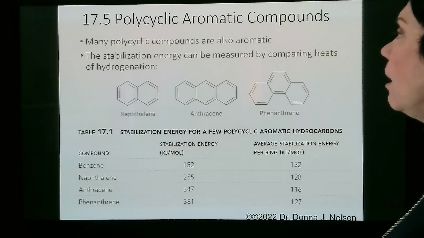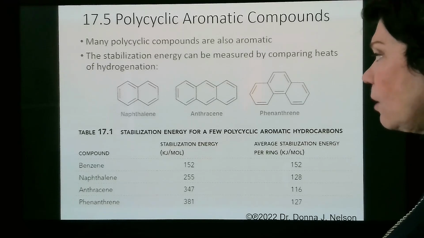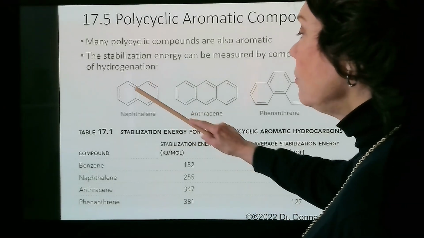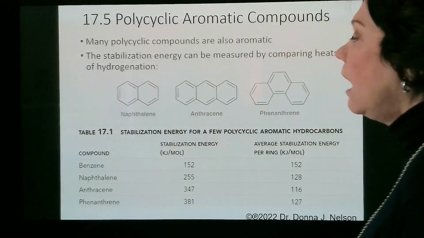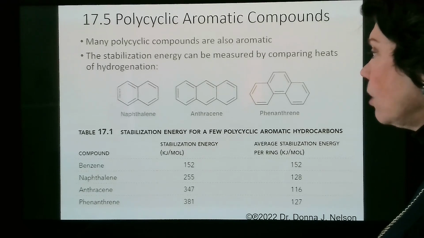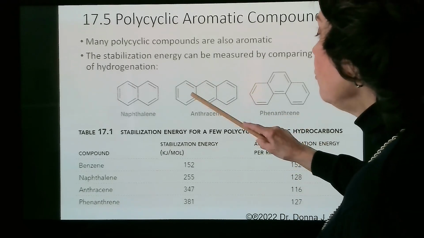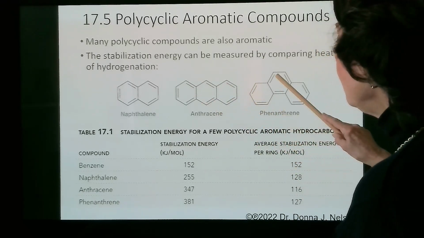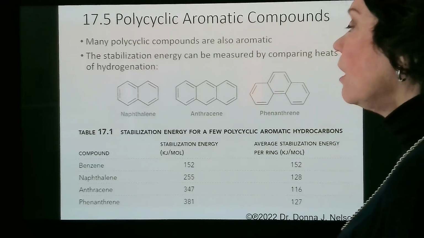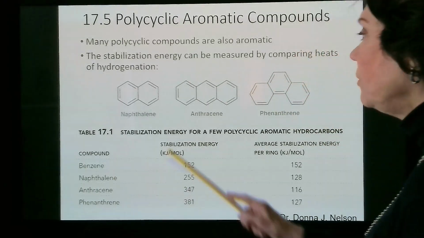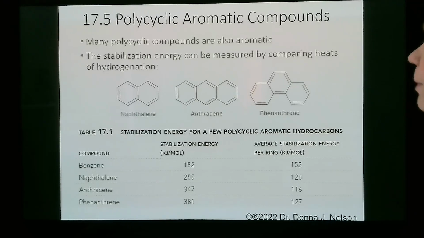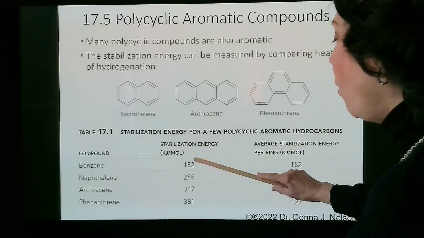Polycyclic aromatic compounds. So these are also aromatic. Notice that you have 1, 2, 3, 4, 5 pairs of electrons in the ring. 1, 2, 3, 4, 5, 6, 7. 1, 2, 3, 4, 5, 6, 7. Those are all odd numbers. So these are expected to be aromatic, and indeed they are.